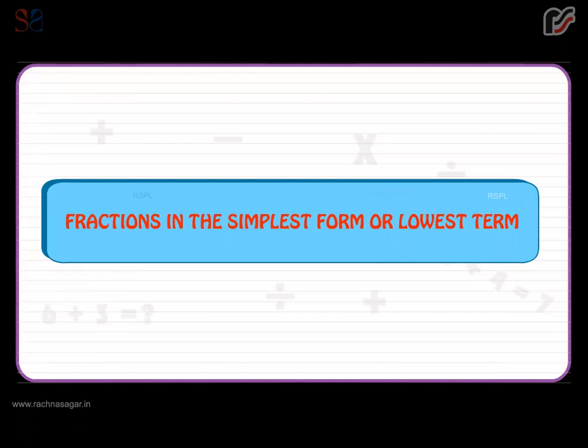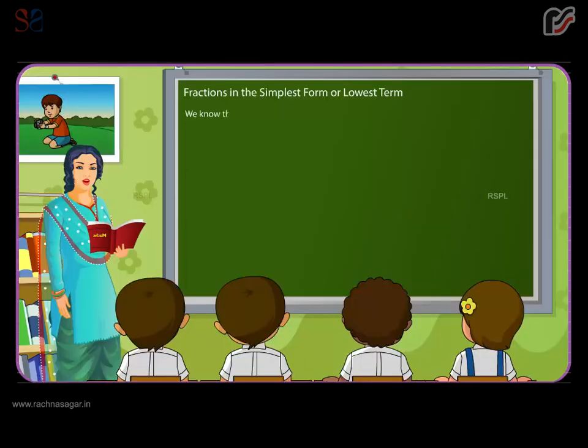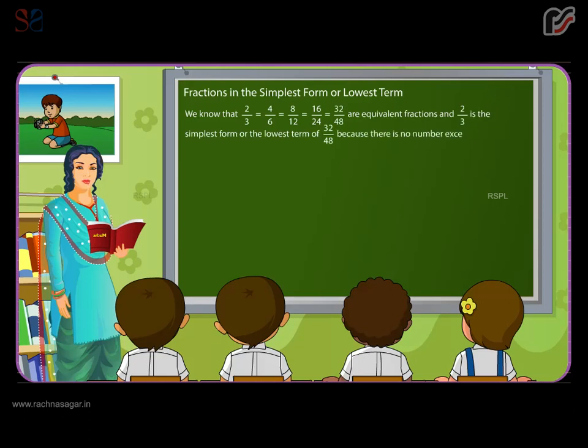Fractions in the simplest form or lowest term. We know that 2/3 is equal to 4/6, which is equal to 8/12, which is equal to 16/24, which is equal to 32/48, are equivalent fractions. And 2/3 is the simplest form or the lowest term of 32/48 because there is no number except 1 that divides 2 and 3 exactly.